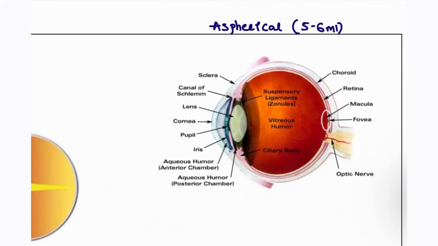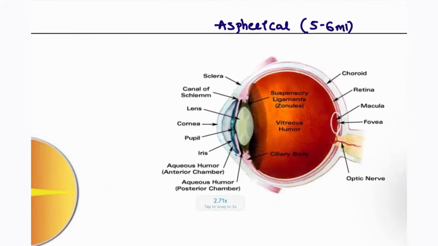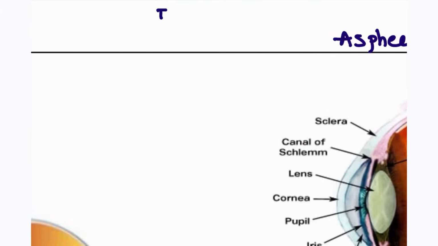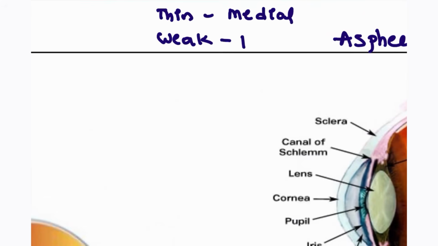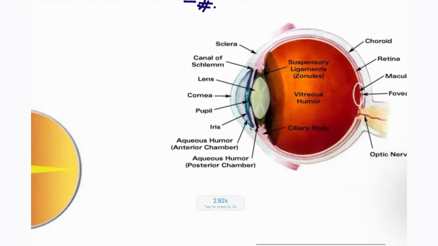The orbit consists of four walls. In that orbit, you have to understand what is the thin wall and what is the weak wall. The thin one is the medial wall and the weak one is the floor. That's why the floor is more prone to fracture. Next, coming to the eyeball anatomy.